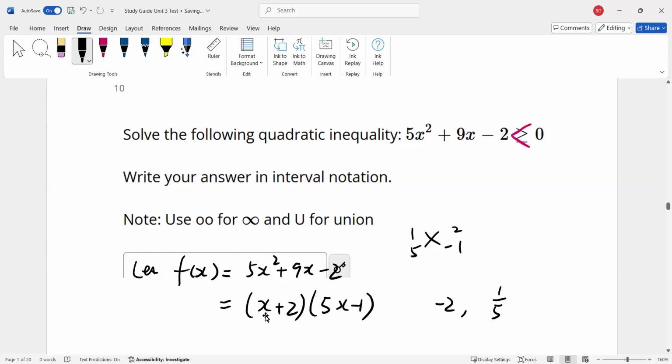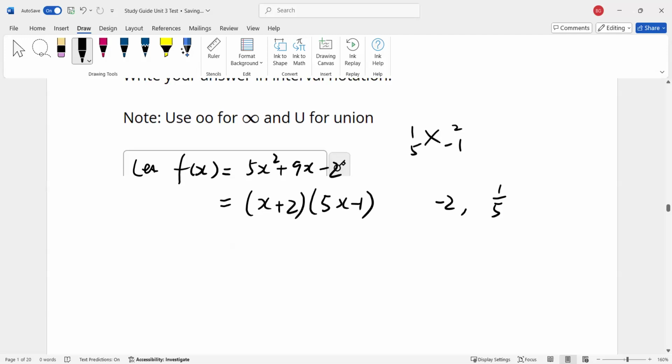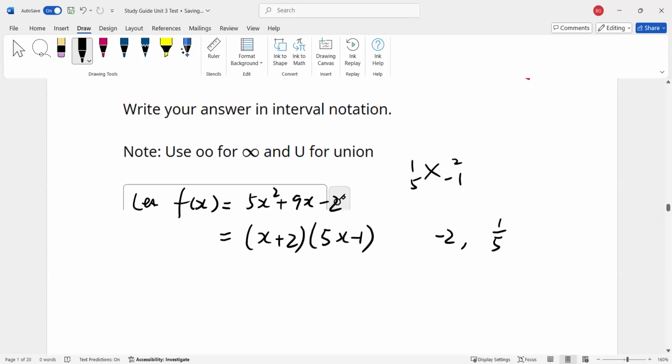-2 makes the first factor 0. 1/5 makes the second factor 0. Okay, 5x squared plus 9x minus 2. So we have 2 zeros, and the 2 zeros divide the whole real number line, which is the domain of the polynomial function, into 3 intervals. Interval 1, 2, and 3.